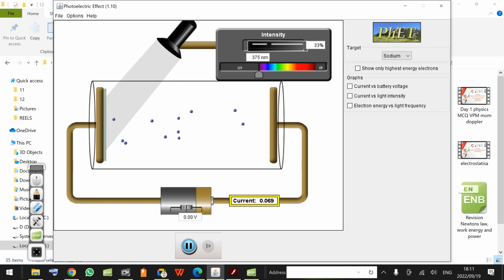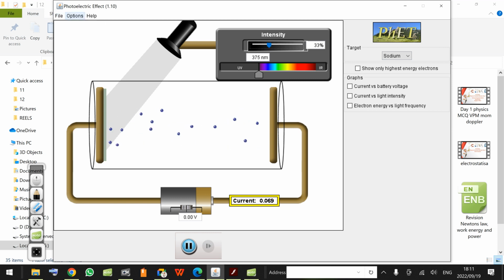Do you see? Immediately electrons came. Do you see that current was 0 before? It's now what? Not 0, so I have produced what? Electricity. How? By shining light on a metal. Let me show you photons in itself.